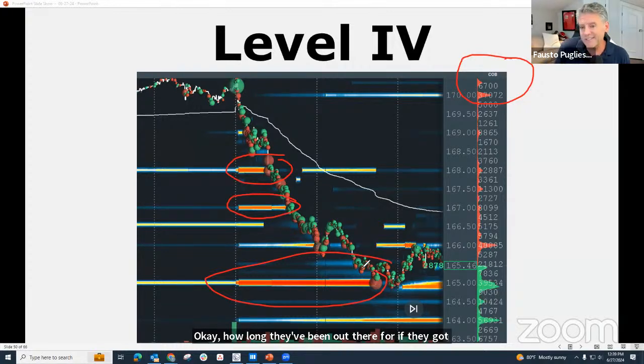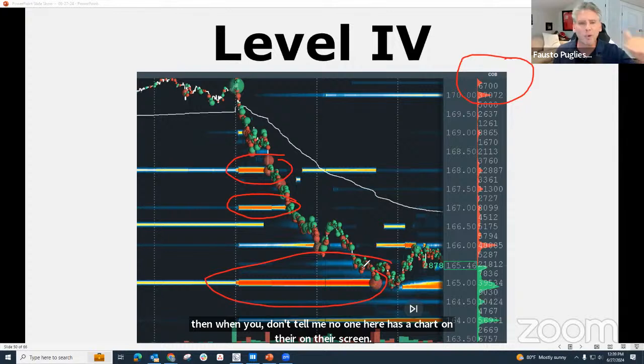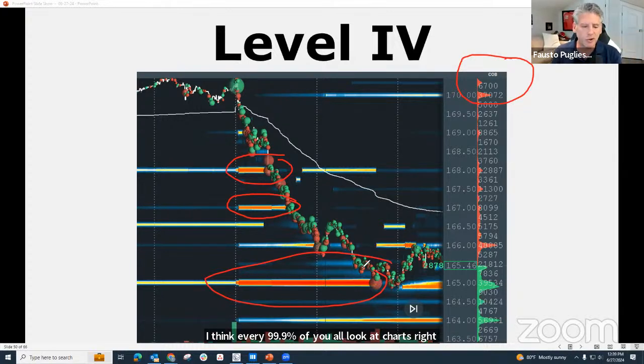So you could see, wait a minute. The reason why a lot of people didn't like level 2 and level 3 is you look at the numbers and it looks a little confusing, moving a little fast. And tell me no one here has a chart on their screen. I think 99.9% of you all look at charts, right? Well, when you implement that on a chart, then obviously it makes things a little bit easier to read.